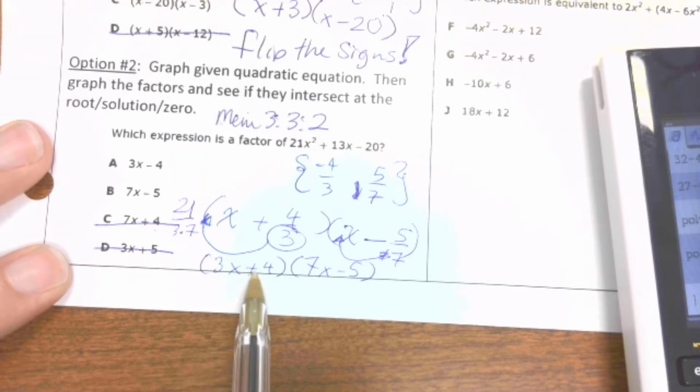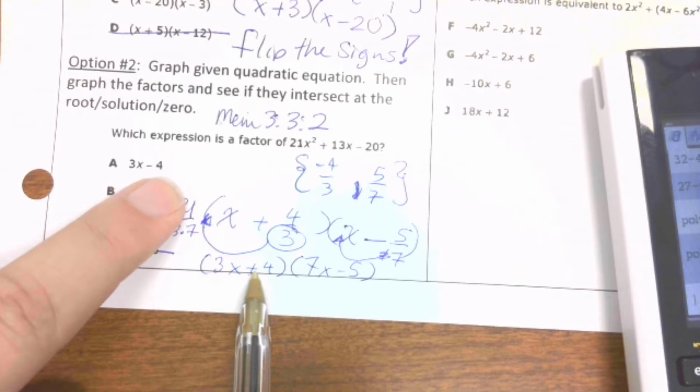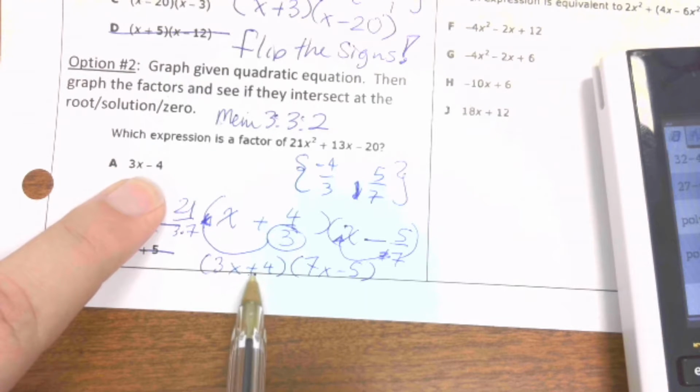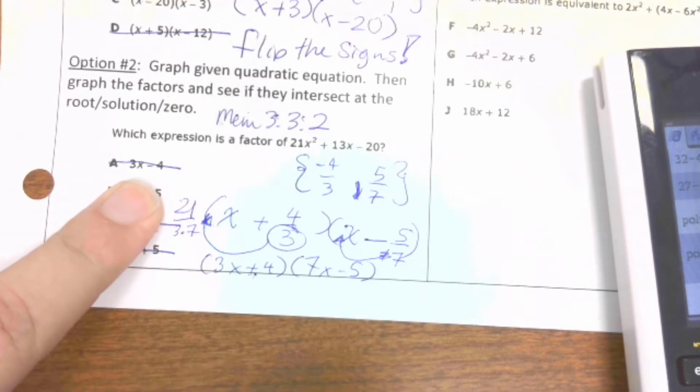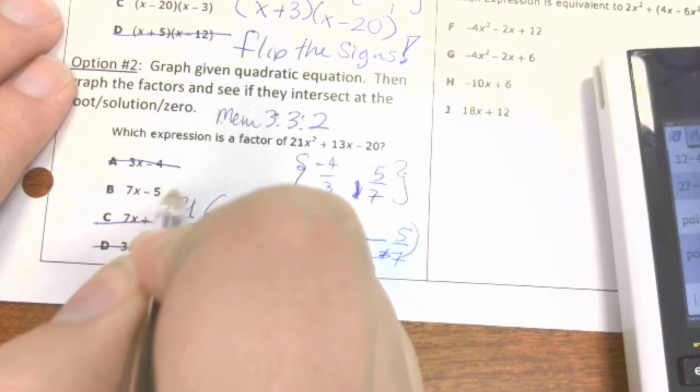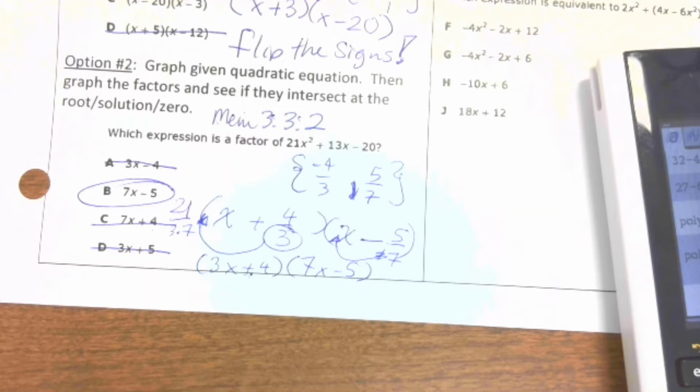Okay, pay attention to the signs. Notice they have the 3x and the 4, but if you didn't flip your sign, you'd be tricked. That is a decoy answer. Pick the correct one, the one where the signs match and all the numbers are in the right order.